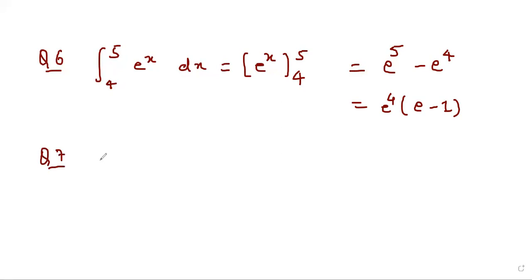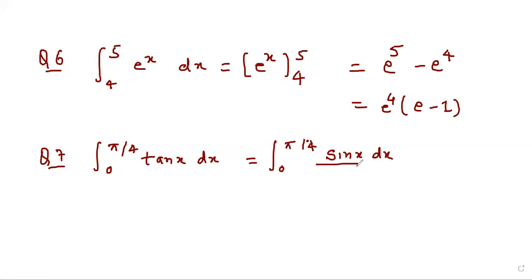Question number 7 says integration 0 to pi by 4 tan x dx. This can be written as integration 0 to pi by 4 sine x dx divided by cos x. We put cos x equal to t, minus sine x dx equal to dt. Here I'm not going to change the limit. There is another method where we can change the limit, but I'm keeping it simple.